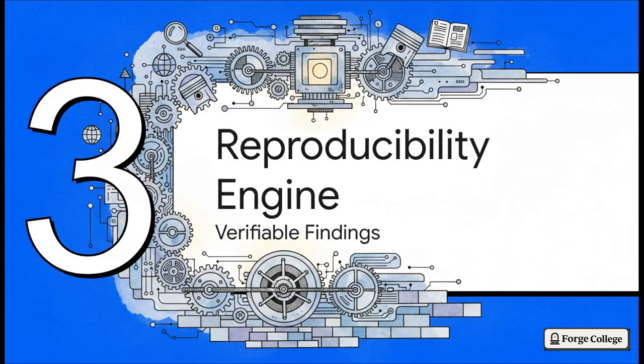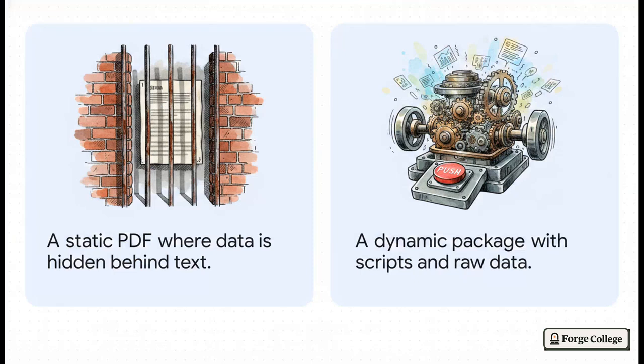All right, part 3, the reproducibility engine. This is where we ensure verifiable findings. This right here is the absolute core motor of your submission. We aren't just handing over a flat, static PDF where your amazing data is trapped behind a wall of text. No way. We are delivering a dynamic, reproducible package. You are giving the reviewer the PDF, yes, but you're also handing them a top-level script like a Makefile or a shell script along with the raw data itself. In practice, this means a reviewer can essentially press one single button and your entire Cloudbreak analysis rebuilds itself from scratch right before their eyes.